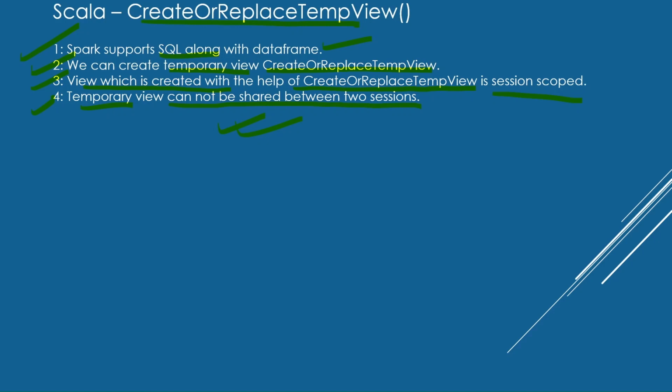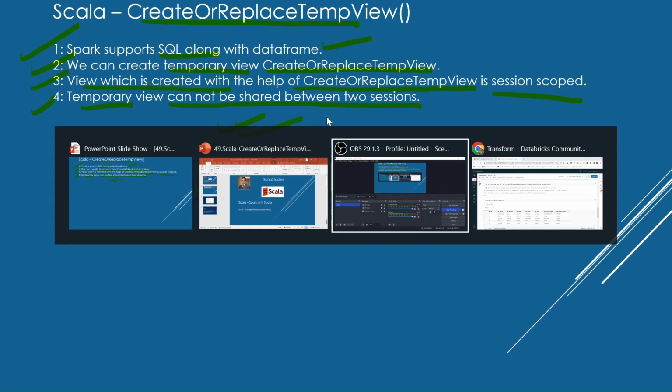So I will show you how we can create this temporary view, and we will see the different scenarios which I have just discussed: how we are able to get the temporary view in the same session, and why we can't get the same view from multiple sessions. So let's go to Databricks and perform this exercise.